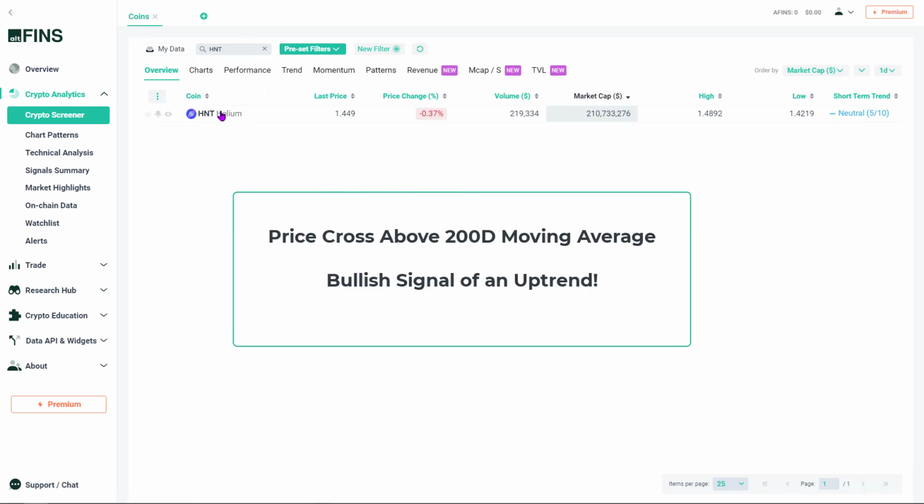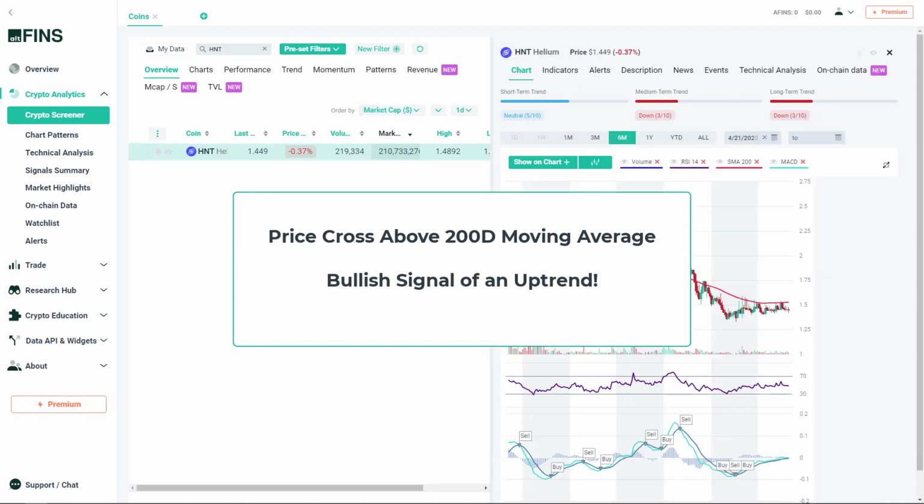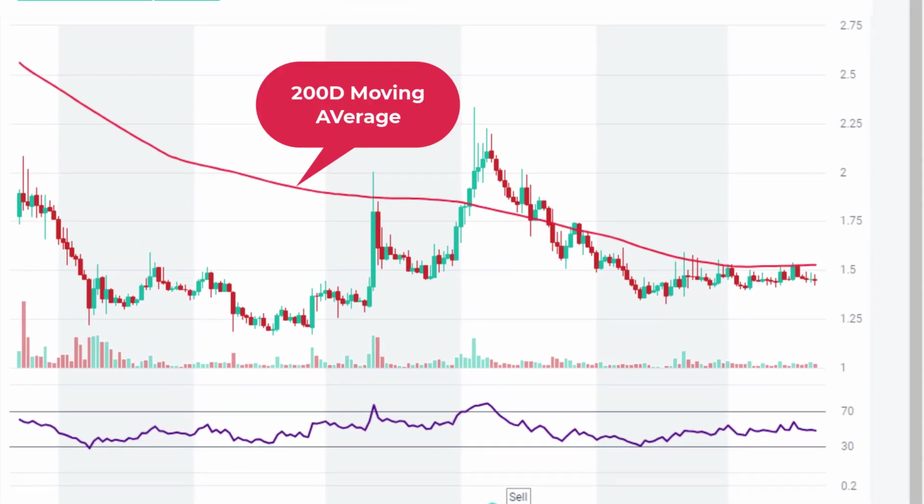When price moves above the 200-day moving average, that is considered a very bullish signal that the coin is entering an uptrend. The 200-day moving average can also often act as a resistance level if price is approaching it from below, or as a support level if price is approaching it from above.